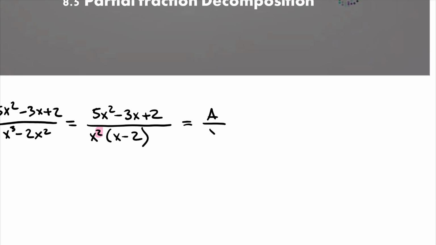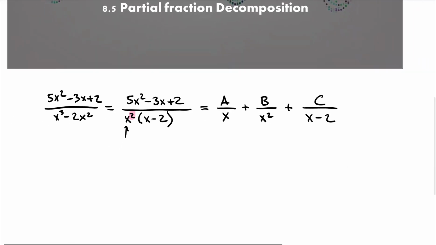It's A over x plus B over x squared. We need to have all of the different factors, right? Isn't it x times an x in there? So that means x is one of the factors in the denominator. So we'd have to run through as such, and C over our x minus 2. And then we'd need to perform the same thing.